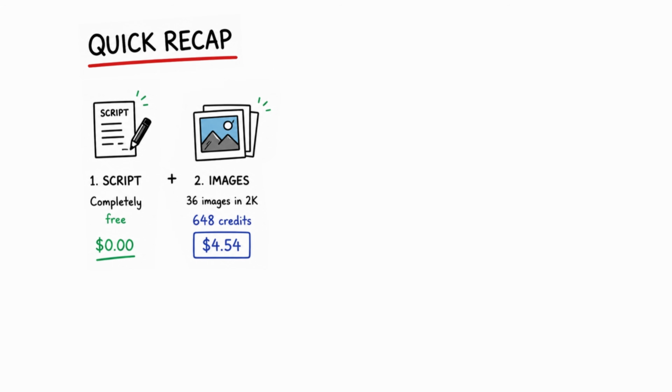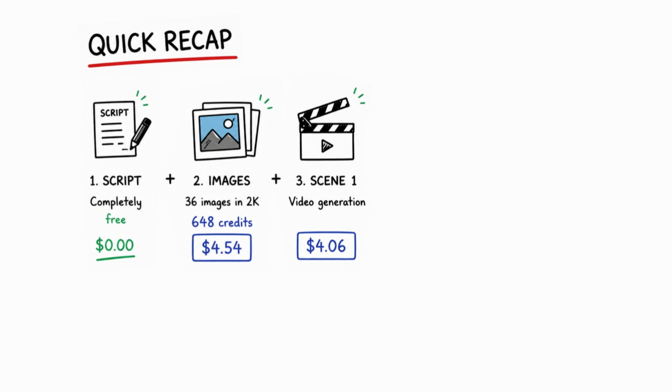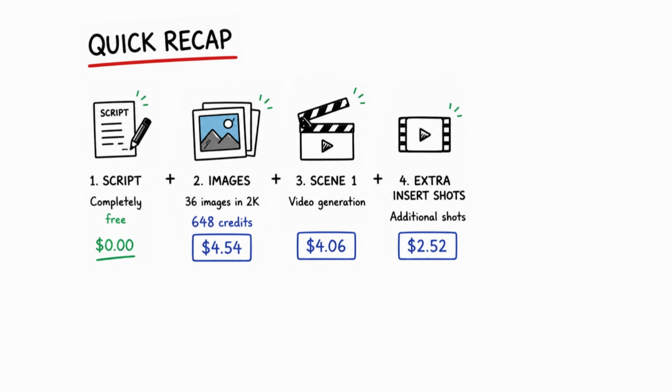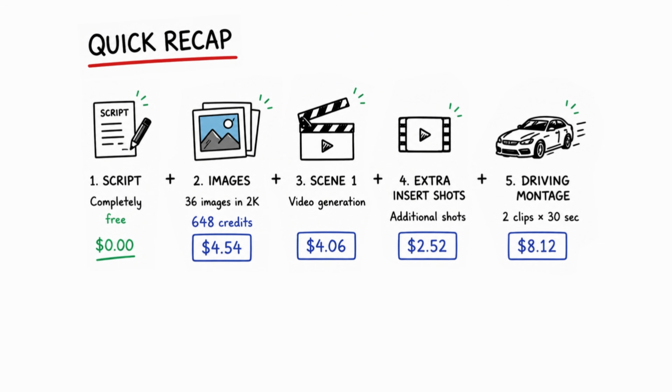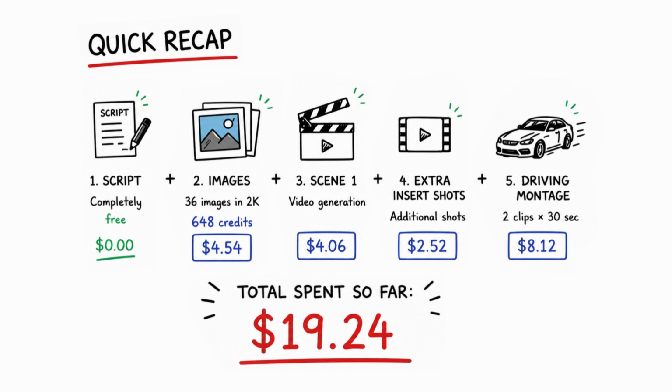So a quick recap, here's how much we spent so far. The script was completely free. We generated 36 images in 2K, which cost $4.54. Scene 1 cost us $4.06. The extra insert shots were another $2.52. And for the driving montage, we generated 2 30-second clips, which cost $8.12. So altogether, we spent around $19.24 so far. And honestly, it's not bad.